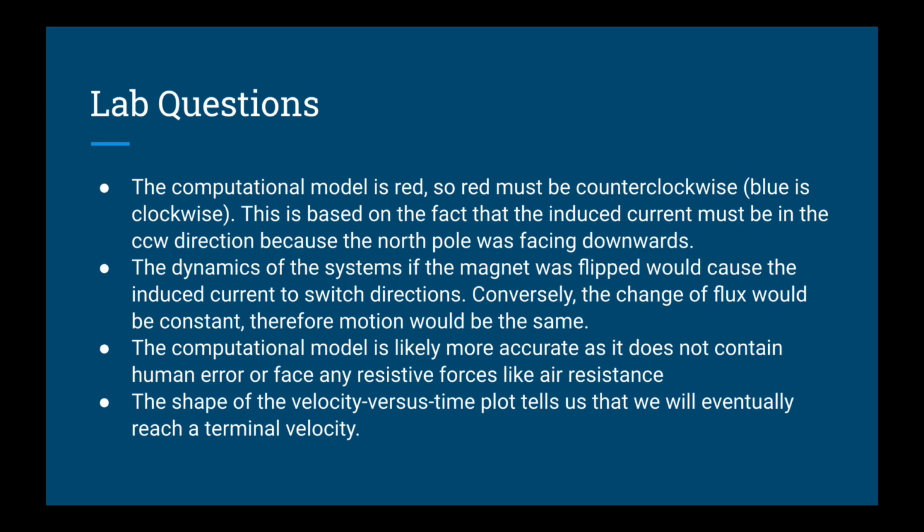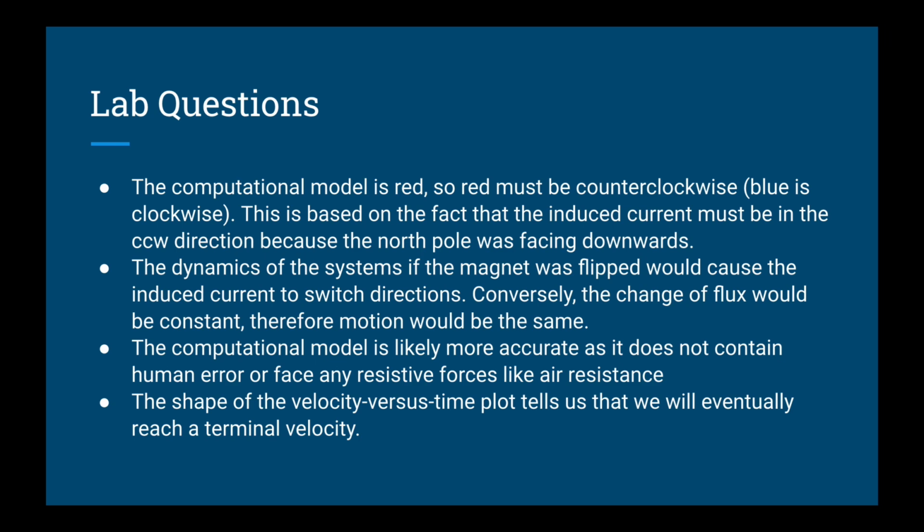Here we see the answers to the lab questions. The computational model was red, so red must be counterclockwise and blue must be clockwise. This is based on the fact that the induced current must be in the counterclockwise direction because the North Pole was facing downwards. If the bar magnet was flipped, it would cause the induced current to switch directions. Conversely, the change of flux would be constant, therefore motion would be the same.